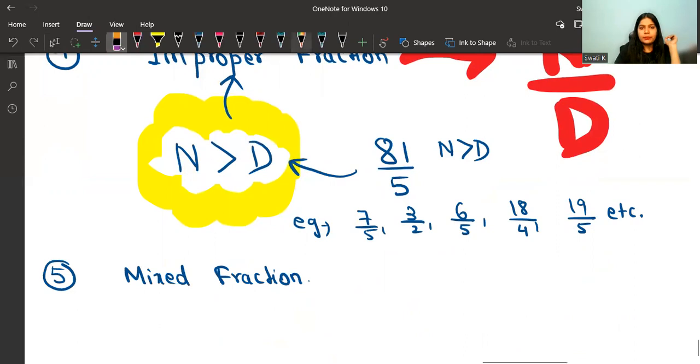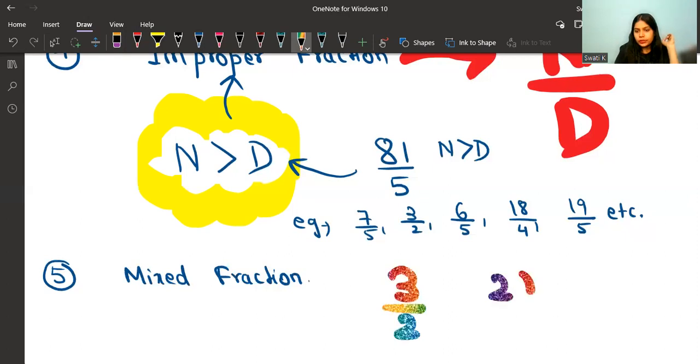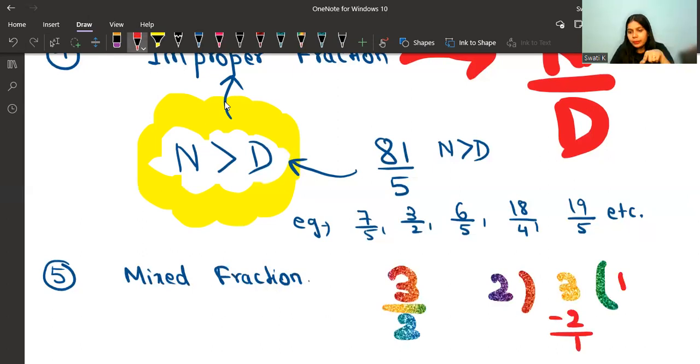So simply it will become 3 by 2. I simply have to divide this, okay? So 2 here, 3 here, and then you know how to divide this. So this will become 2 times 1 is 2, 3 minus 2 is 1. So this remainder will go on the top, and this divisor, that is 2, will come on the denominator, and this fraction is called mixed fraction.